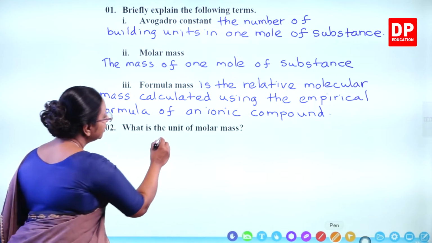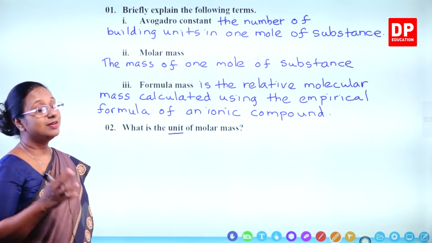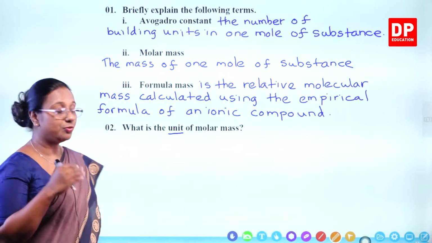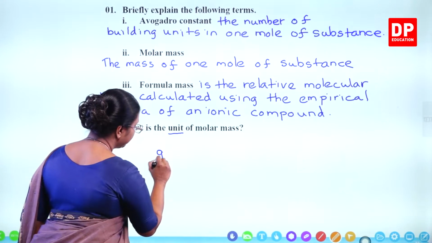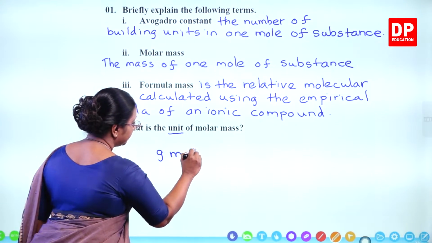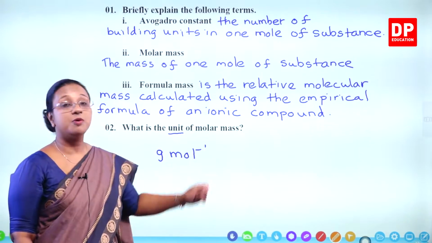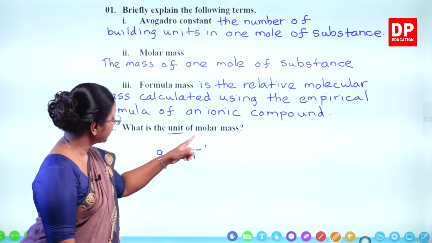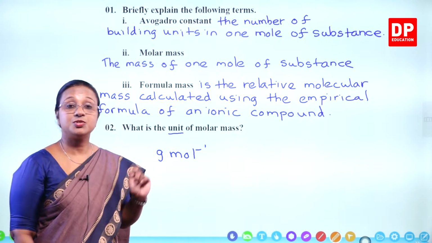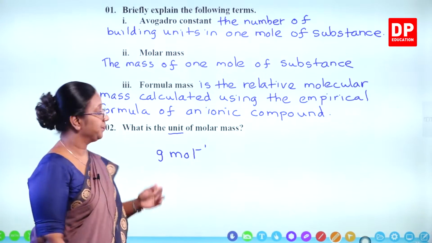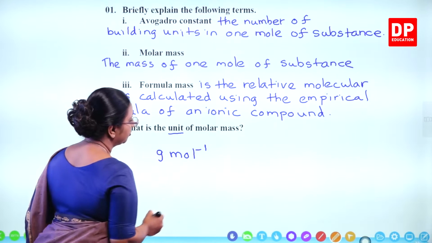Then the next question. What is the unit of molar mass? That is very simple. You know that. What is it? Grams per mole. The unit of molar mass. Mass of 1 mole of substance. So grams per mole.